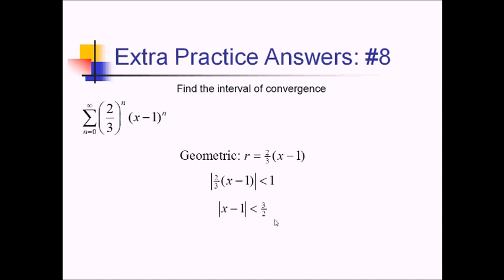And now I'm going to rewrite this with my double inequality. So -3/2 less than x minus 1 less than positive 3/2. And let me just add 1 everywhere to get x by itself. So -3/2 plus 1 is -1/2 less than x less than 5/2. Since I got this with the geometric series test, I know that this is my interval of convergence now. I don't have to test the endpoints like I would have had to do with the ratio test. So I'm calling this one done.